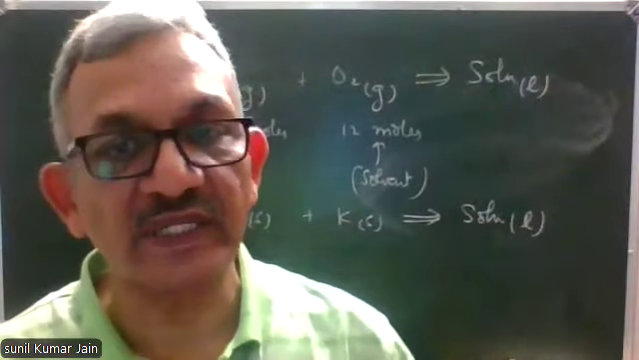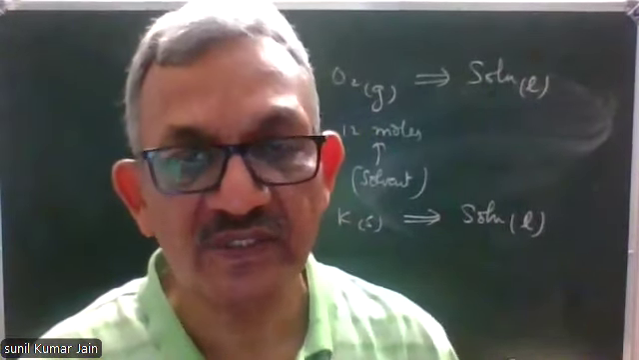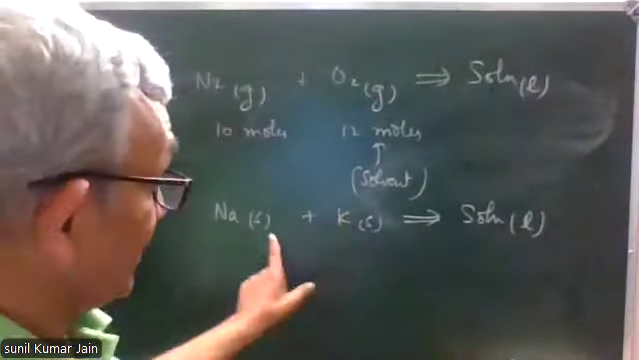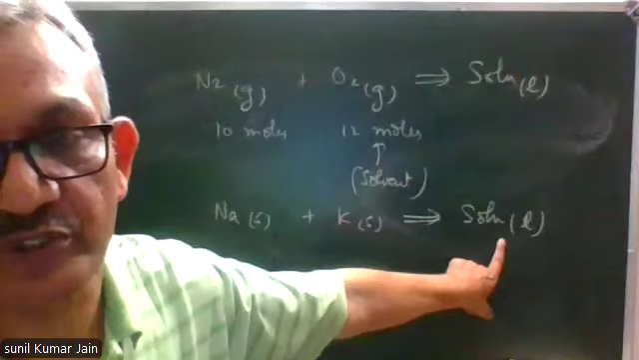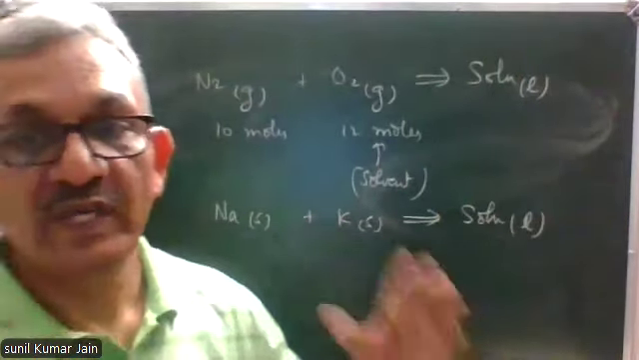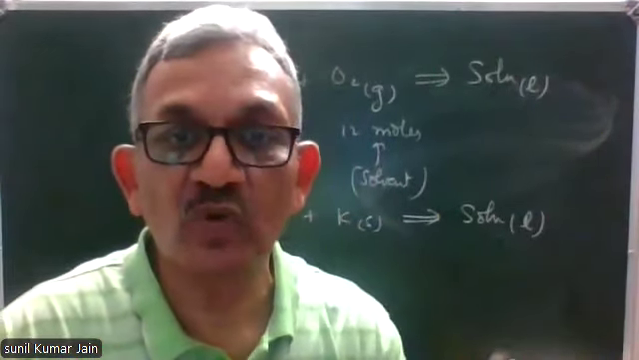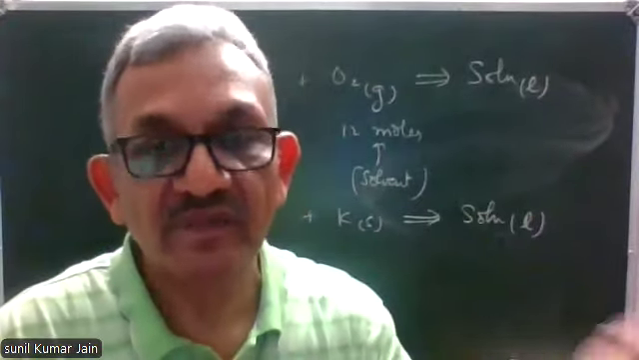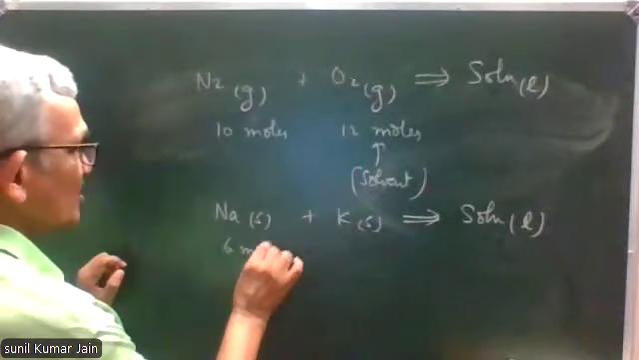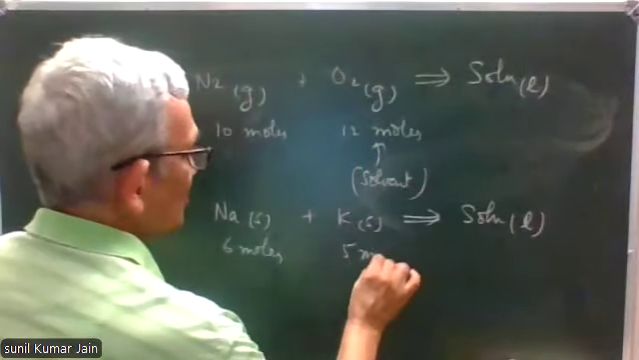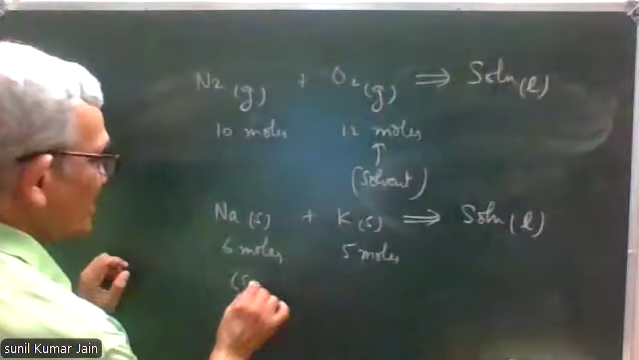Solution of metals is what? Nothing but an alloy. Alloys are solutions. None of the two components is in the same physical state as the final solution. In this case also, the one which is present in more quantity by number of moles will be considered as solvent. If I say 6 moles, 5 moles, this will be solvent.